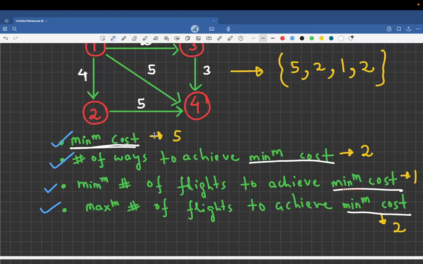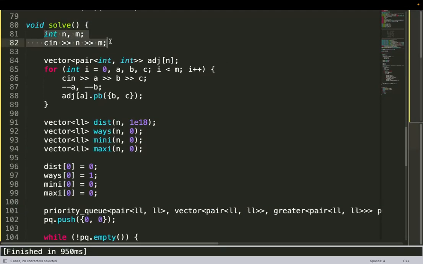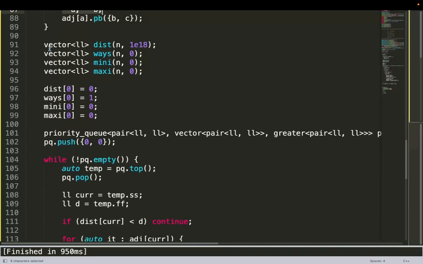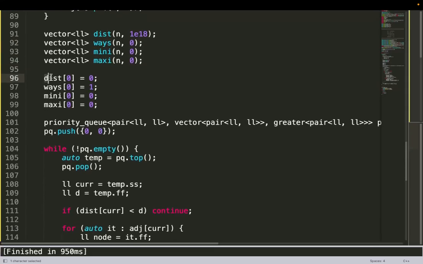So let's try to see the implementation for better understanding. I'm taking the number of nodes and edges as input, calculating the adjacency vector, taking the input, converting to zero-based indexing. Initializing 4 vectors: distance, initialized to some very big value, ways, initially 0, mini initially 0, maxi initially 0. Distance of 0 will be 0 because from node 0 to node 0, the distance you are covering is 0. Ways of 0 is 1, because starting from node 0 to reaching node 0 via the minimum cost 0 is actually 1. Minimum of 0 is 0 because you haven't covered any flight yet. Maximum of 0 also remains 0.